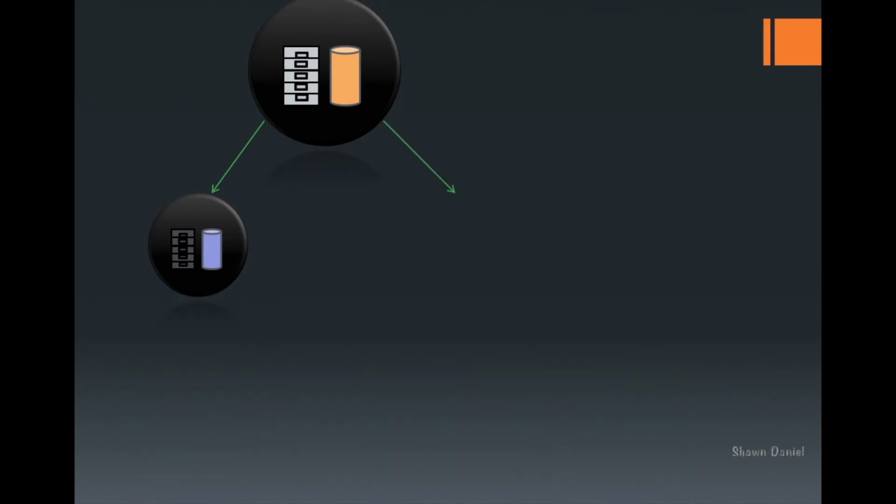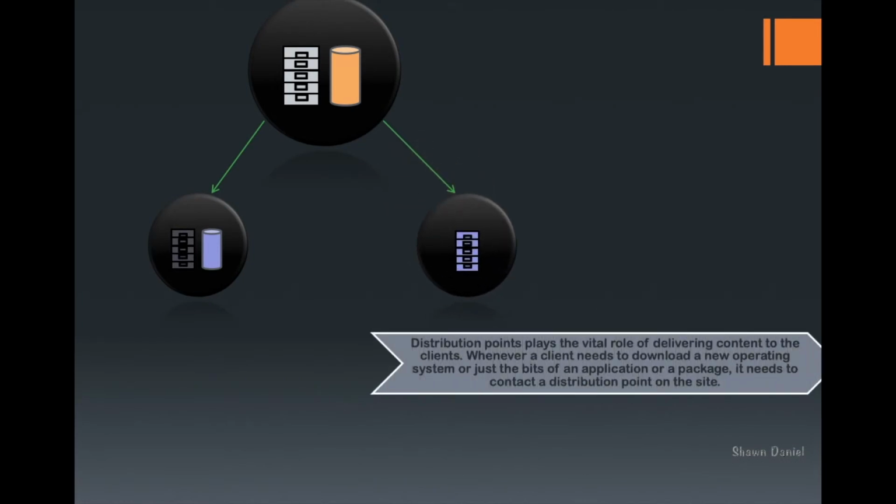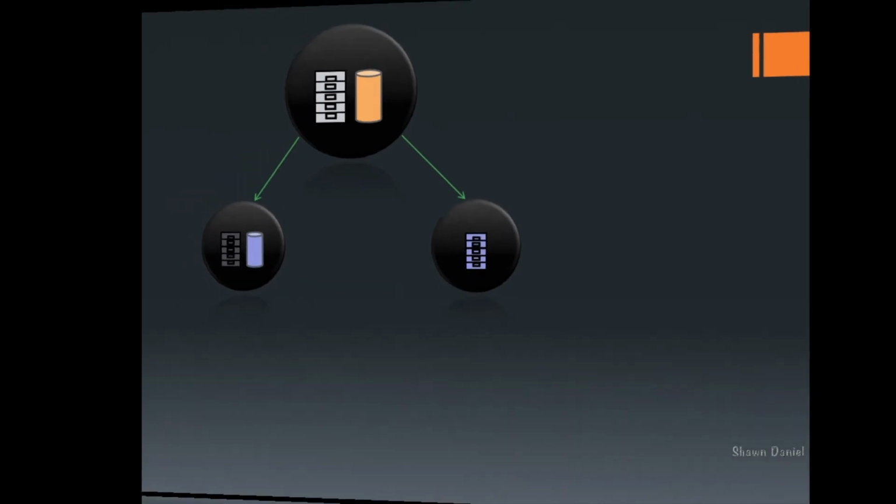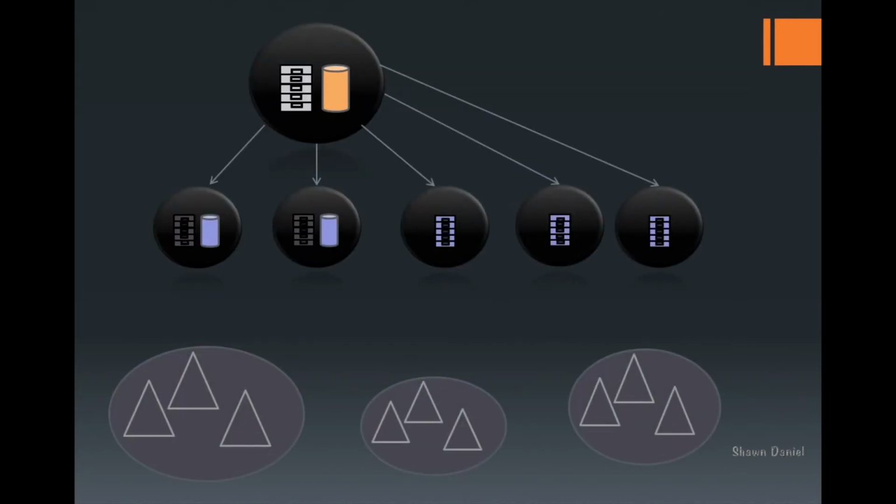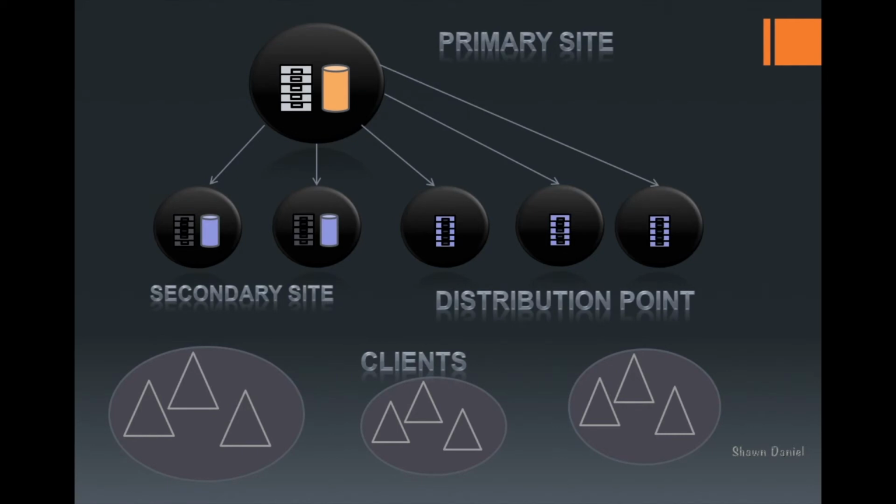If you do not want to install secondary site, then distribution point is the other option. Distribution point plays the vital role of delivering content to the clients. Whenever a client needs to download a new operating system or just the bits of an application or a package, it needs to contact a distribution point. So the basic hierarchy of a standalone primary site would look like this. The primary site, the secondary site or the distribution point, and then the further clients.